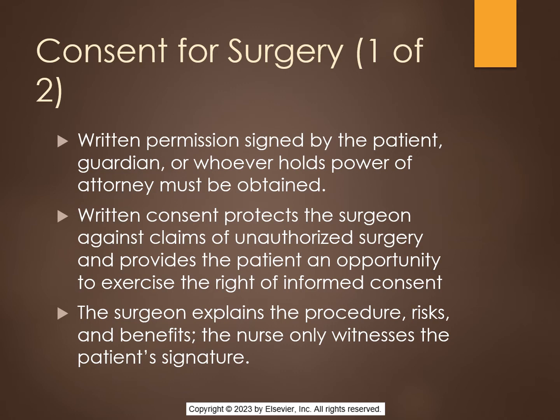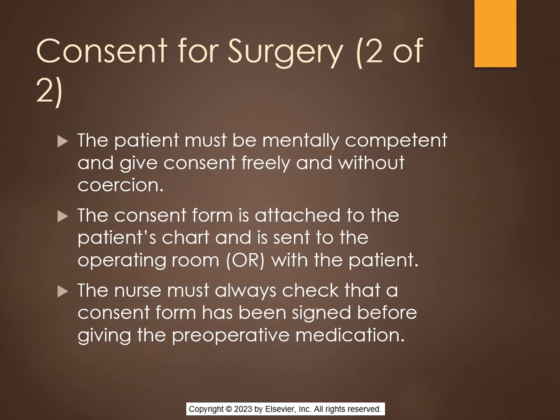Before the surgeon can perform an operation, written permission signed by the patient, guardian, or whoever holds power of attorney needs to be obtained. This is considered your informed consent. In most hospitals, the consent is a printed form that the patient signs before surgery. The correct surgical procedure is identified on the consent form. The surgeon explains the procedure, risks, and benefits. The patient must be mentally competent and give consent freely and without coercion.